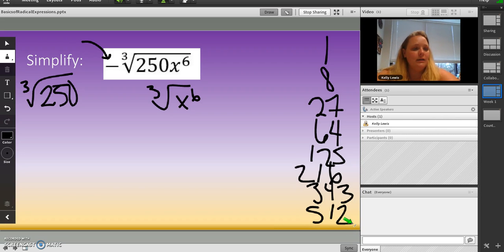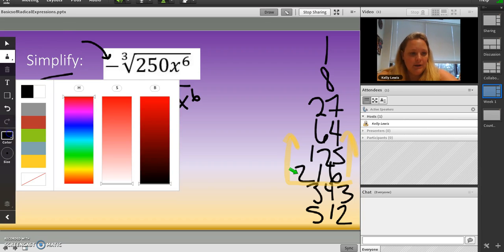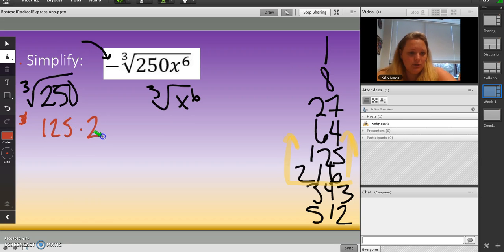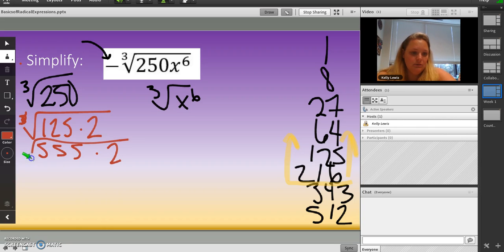All right, so 250 happens in between these two numbers. I'm going to do 250 divided by 216. It's going to be a decimal. I'm going to do 250 divided by 125, and I get a whole number: 125 times 2. And 125 is really 5 times 5 times 5 times 2. That's a group of 3, so I can pull him out.